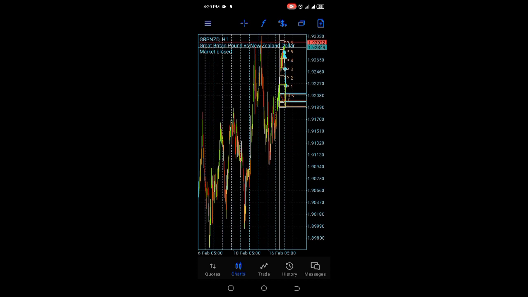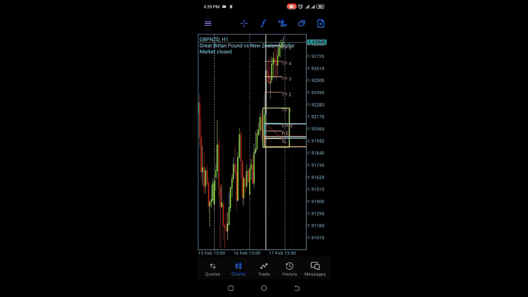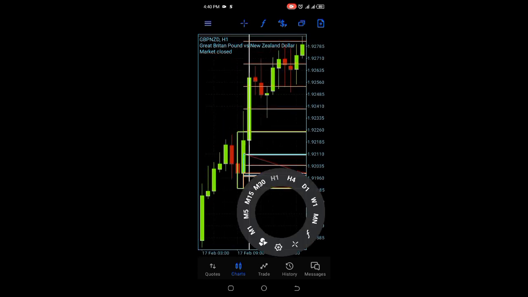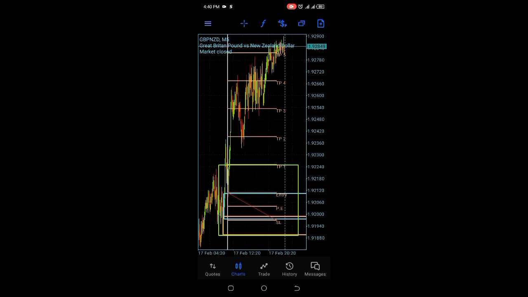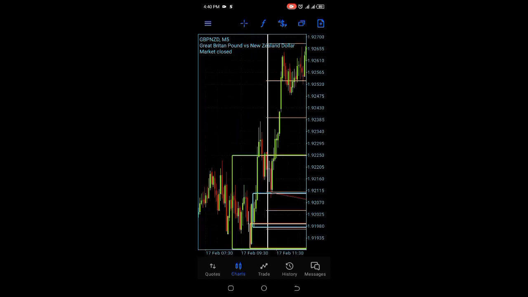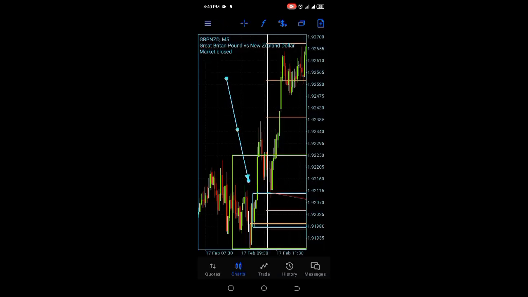Okay, so that was the trade breakdown for GBPNZD, as you can see. All you need to do is find your zone on the H1, drop down, place your vertical line on the next candle that is just starting, drop down to the lower time frame, and then begin to look for your zone towards the left hand side.